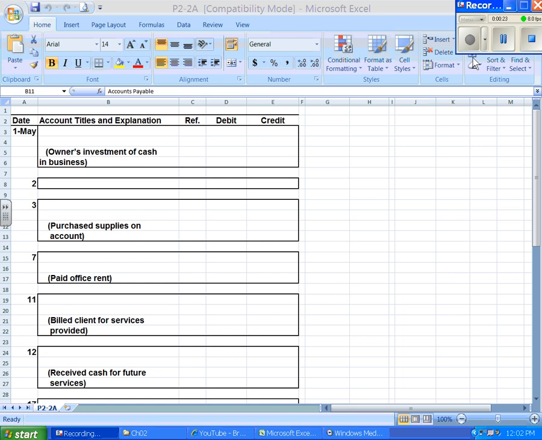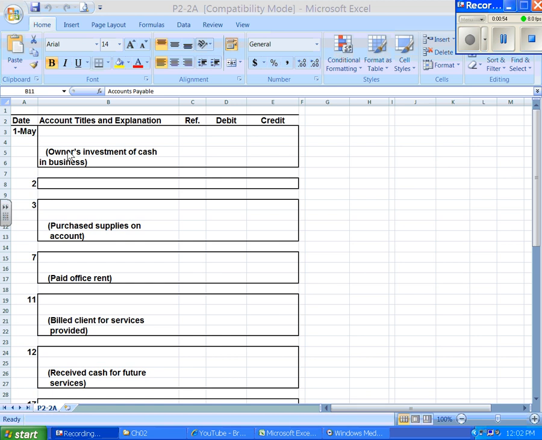I'm not going to read the problem. Hopefully you read it already. But on May 1st, Kent invested $25,000 cash. So I want to record this transaction. I've got cash coming in. That means I want to increase cash. Cash is an asset. If I increase an asset account, assets are on the left-hand side. Left means debit, so I will debit the cash account by this amount.